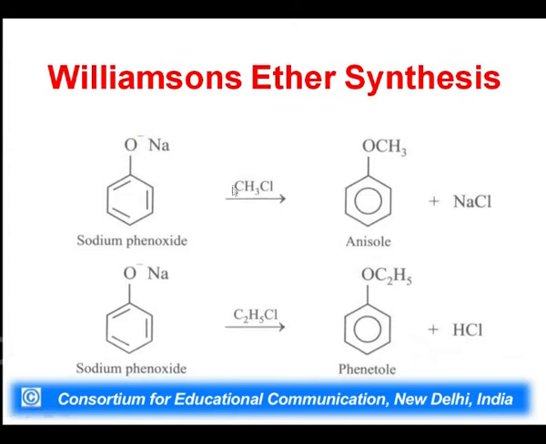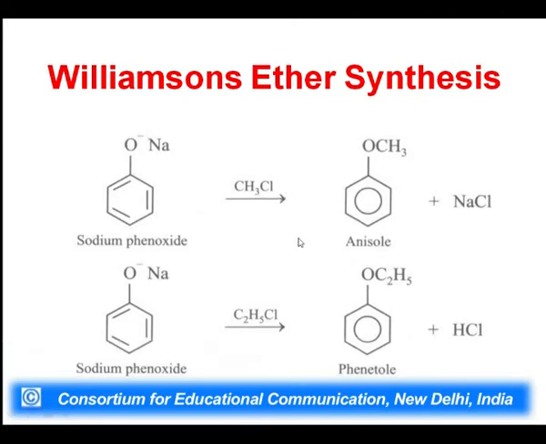In this case we have to keep in mind that we have to take either unhindered primary alkyl halides or unhindered secondary alkyl halides, then only the substitution reaction will take place. So here, SN2 mechanism takes place. This phenoxide oxygen attacks from the rear side on this carbon; sodium phenoxide reacts with methyl chloride to give us anisole.